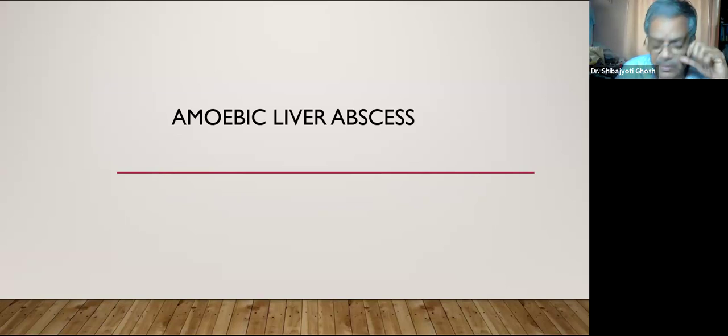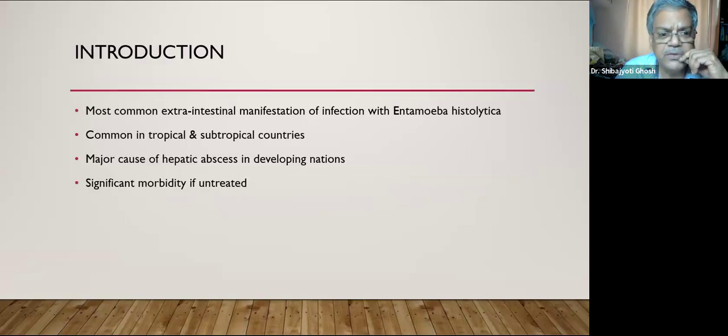So in short, this is about pyogenic liver abscess, and there are many similarities between pyogenic liver abscess and amoebic liver abscess. So I thought it would be useful to club these two conditions together. Amoebic liver abscess is the most common extraintestinal manifestation of the infection of Entamoeba histolytica. As you know, amoebic liver abscess is caused by Entamoeba histolytica. It's common in our part of the country, so if you get a patient with liver abscess, think of the possibility of amoebic liver abscess as well.